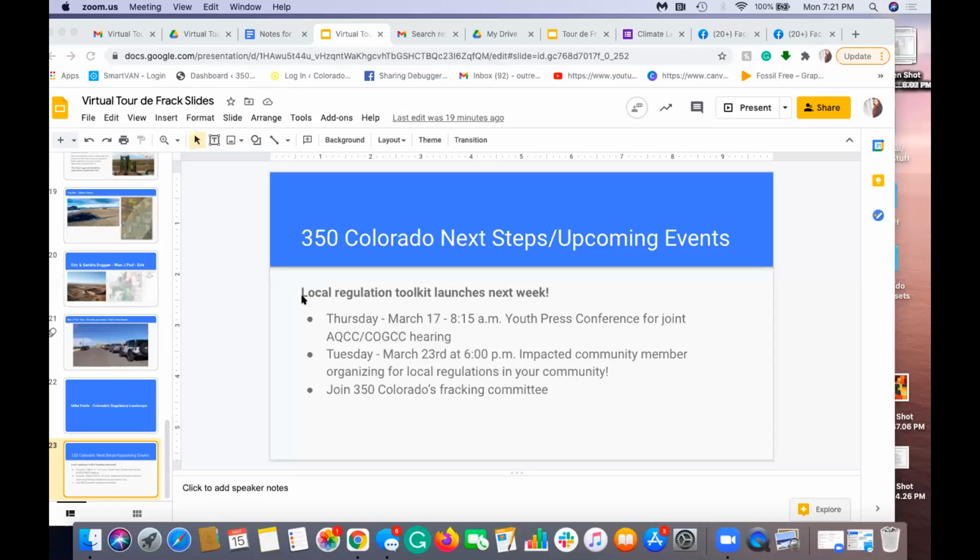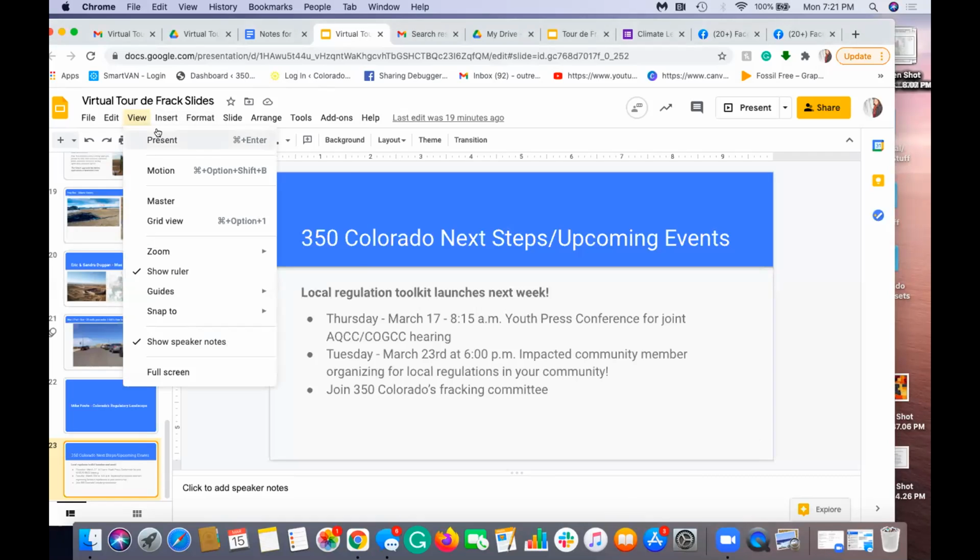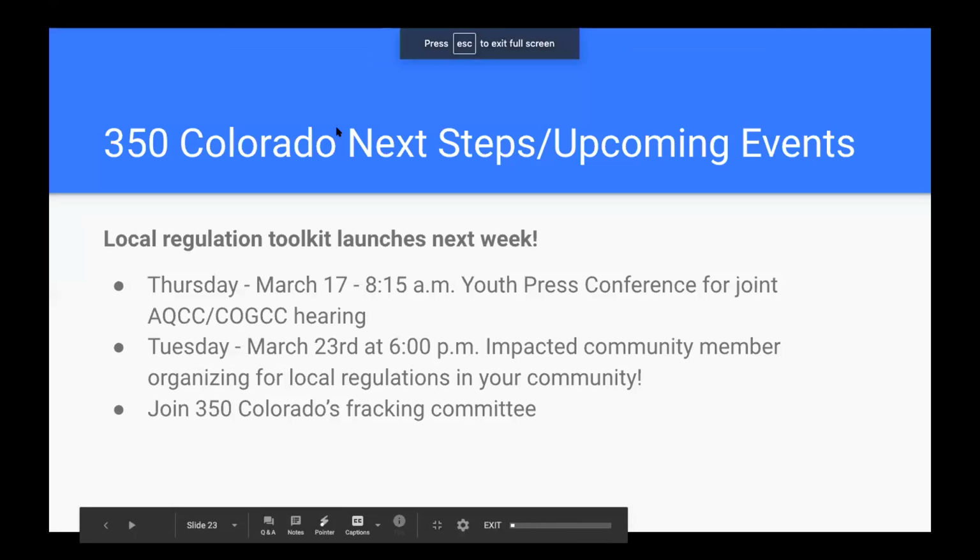And so I wanted to leave you just with a little bit of information about where you can go next. I know this was a lot of information, a lot of really heavy information, but 350 Colorado is taking these issues very seriously. We want to support you. We want to support your communities and do whatever it takes to make sure that you have the protections necessary. So on this slide, I just have a couple of things that are coming up after this presentation today.